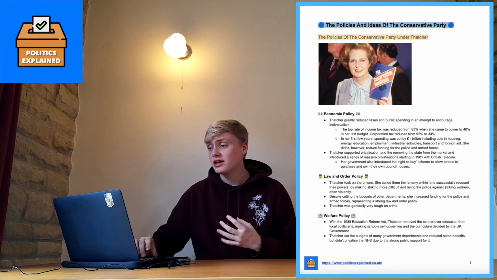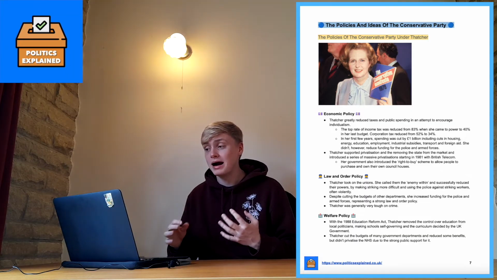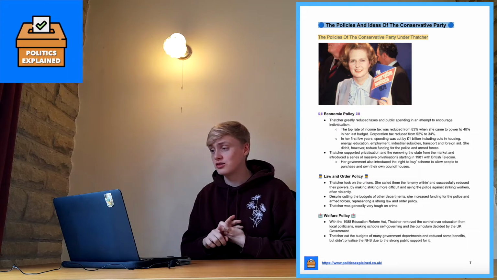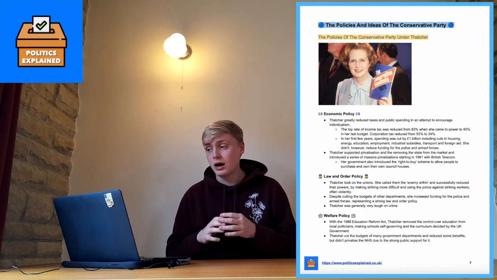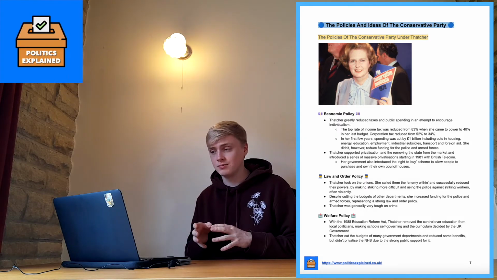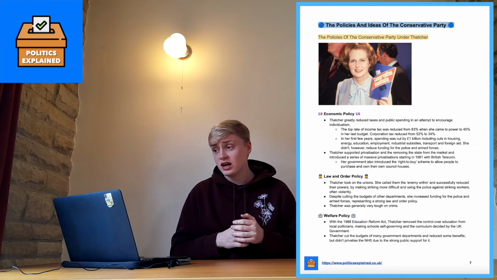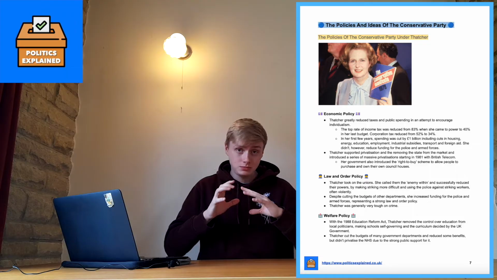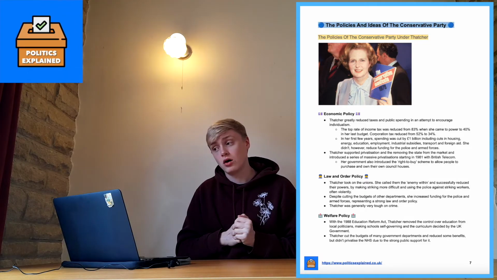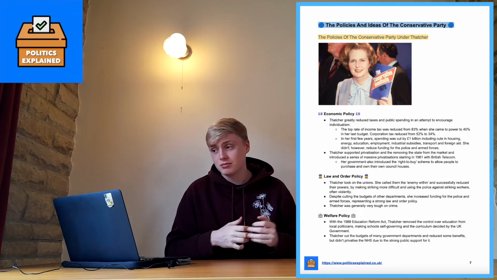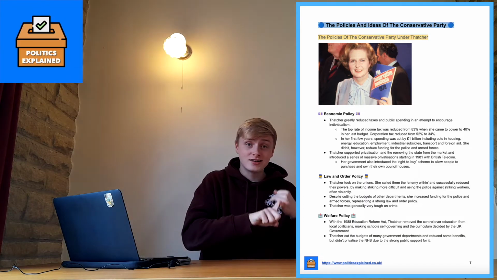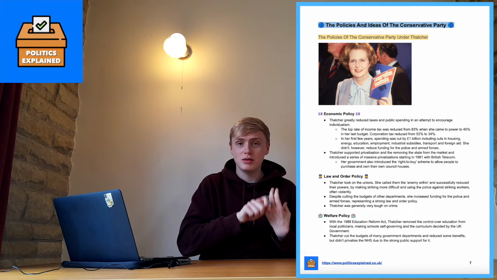Corporation tax was reduced from 52% down to 34%. In her first 2 years, spending was cut by £1 billion, including cuts in housing, energy, education, employment, industrial subsidies, transport, and foreign aid. Ultimately, though, and we'll note this in the foreign and law and order policy, she didn't reduce funding for the police and the armed forces, but apart from that, had a big regime of austerity and cutting budgets.